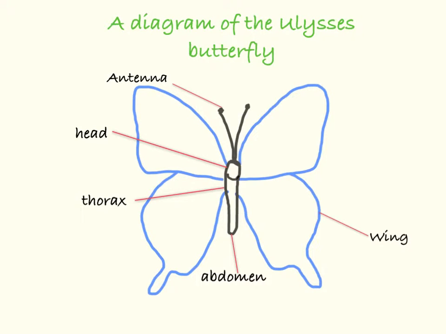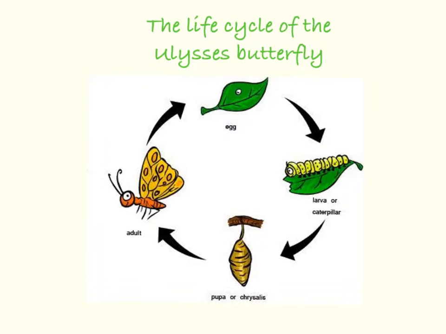Following on, I have drawn a diagram and annotated the different parts of my butterfly. I have drawn the head, antenna, the wings, abdomen and thorax. And I have then labelled each part. My fourth slide explains the life cycle of the butterfly.